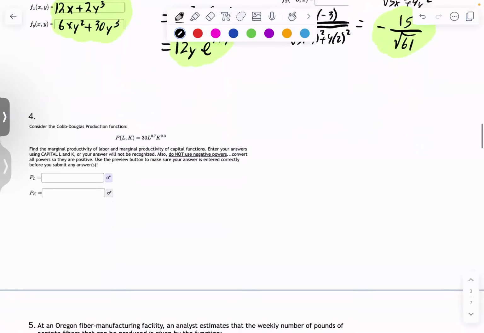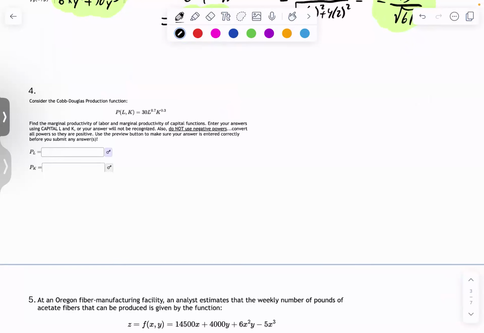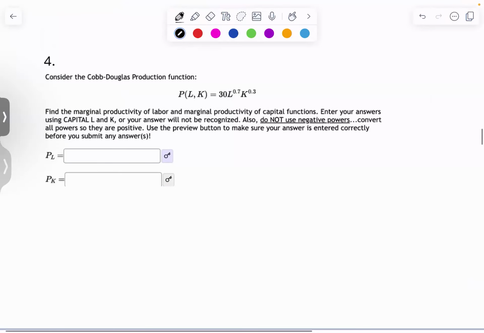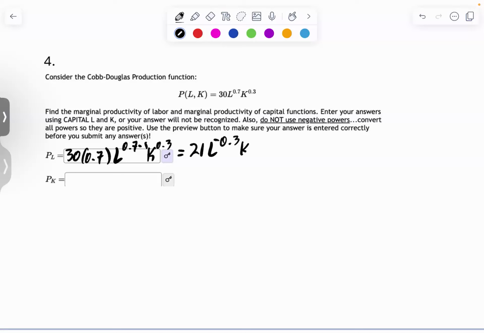Now for number 4, we have our Cobb-Douglas production function. P of L,K equals 30L to the 0.7 power, K to the 0.3 power. And the derivative of P with respect to L is going to be 30 times 0.7 L to the 0.7 minus 1, K to the 0.3. 30 times 0.7 is 21. This is going to give us 21 K to the 0.3 over L to the 0.3.